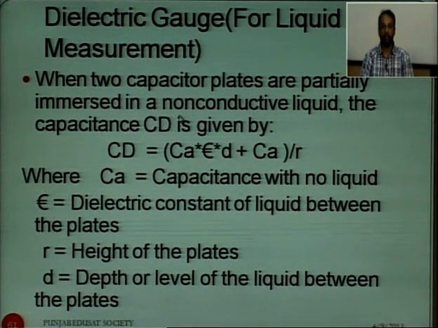When two capacitor plates are partially immersed in a non-conductive liquid, the new capacitance C D is given as C D equals C A times the dielectric constant times D plus C A, divided by R, where C A is the capacitance without liquid, this is the dielectric constant, D means the depth or the level of the liquid between the plates, again C A is the capacitance without liquid, R is the height of the plates, and C D is the capacitance when the material is immersed in the liquid.